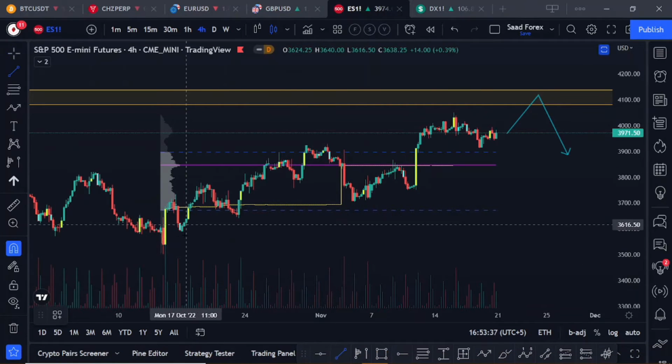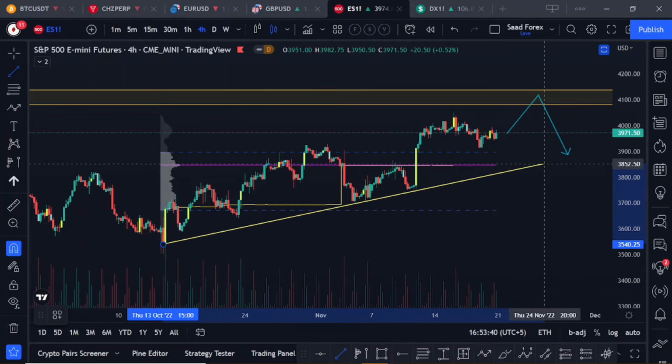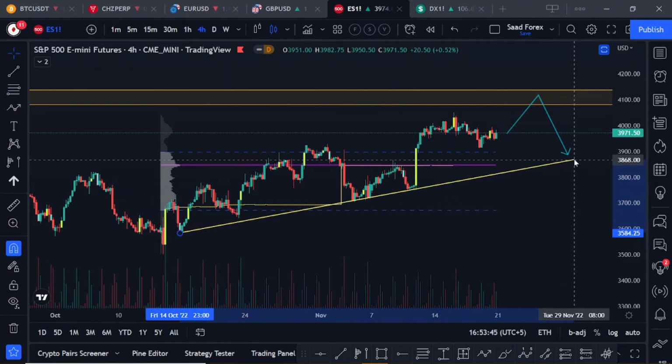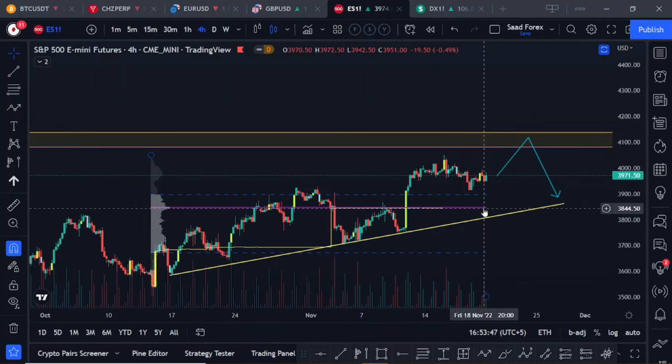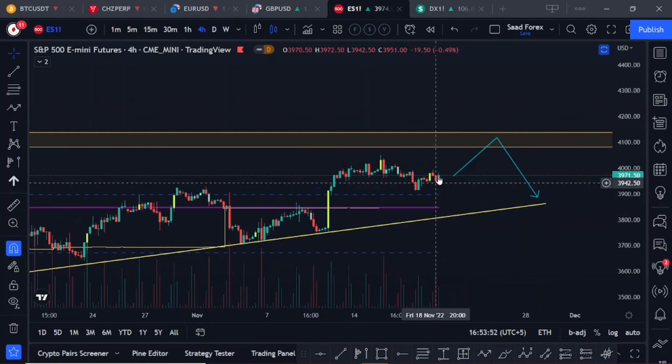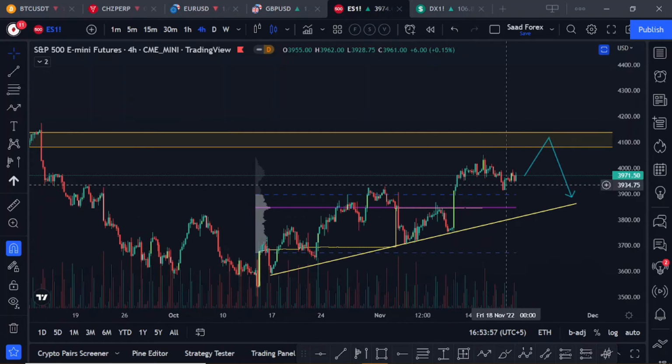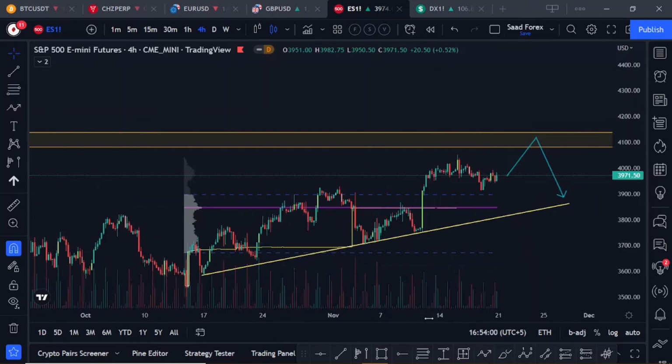And here we go, the trend line. This is the trend line supporting the uptrend here. So just near the POC coincides with the trend line. We would likely see price coming here first, then we can say something, how the price reacts here.